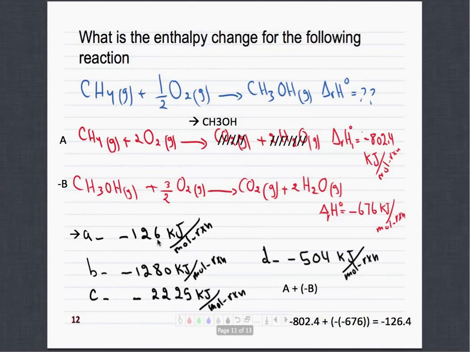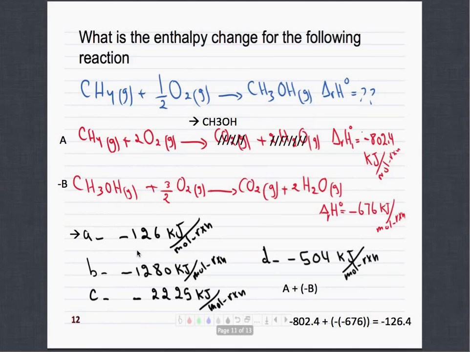So I'm going to call these reaction A and reaction B. I'm going to keep reaction A as it is. As it is. So it's methane gas plus 2O2 gas to give me CO2 gas plus 2H2O, and minus 802.4 kilojoule per mole reaction.